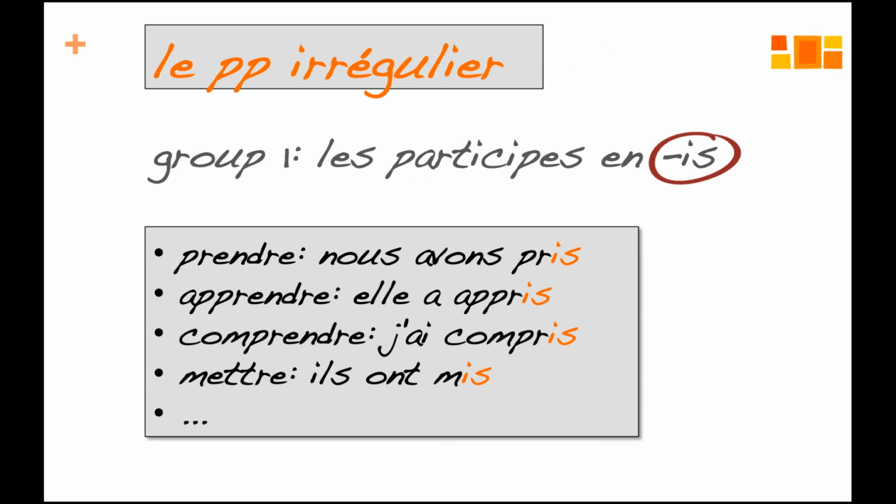I'm only giving you the four most important ones. Prendre, apprendre, comprendre et mettre. So you have prendre, which is to take. Nous avons pris. Apprendre is to learn something. Elle a appris. She has learned or she learned. Comprendre, to understand. J'ai compris. I understood. I've understood. And mettre, ils ont mis. And there's also some more, but those four are maybe the most important ones. First group of irregular past participles, les participes en is.